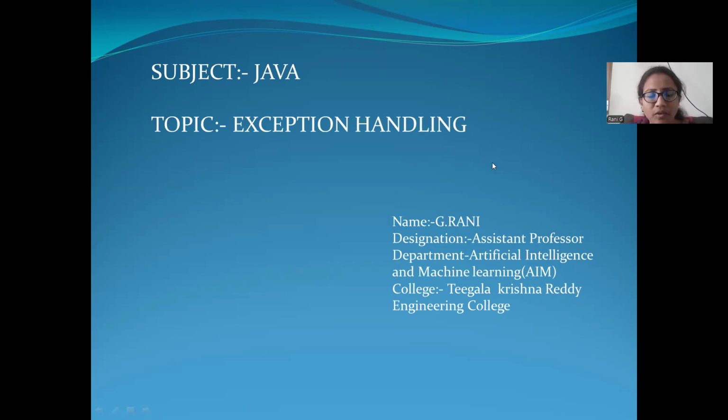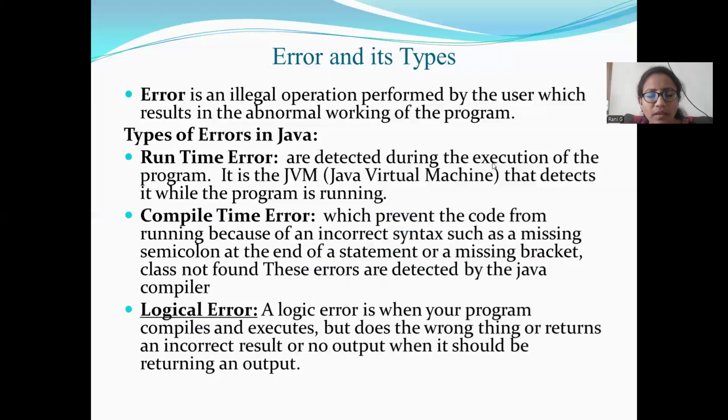Before learning the difference between error and exception, what is an error and what are the different types of errors we have? An error is nothing but an illegal operation performed by the user. Whenever they perform an illegal operation in a program, it will result in the abnormal working of the program. That abnormal working of the program, we call it an error.